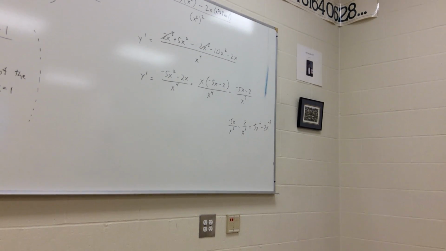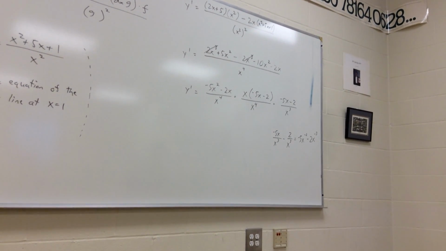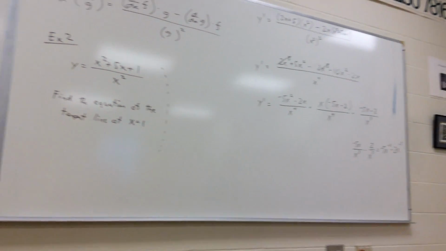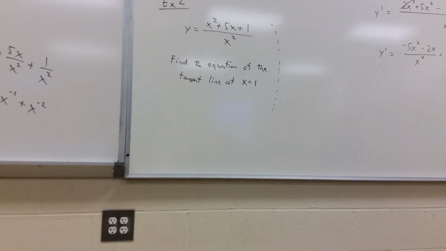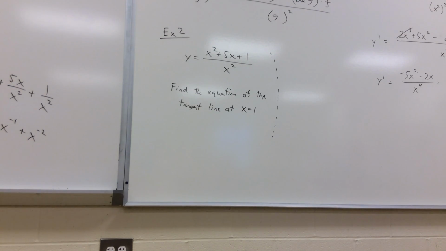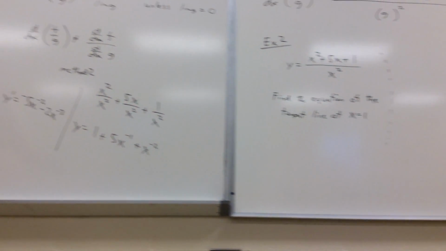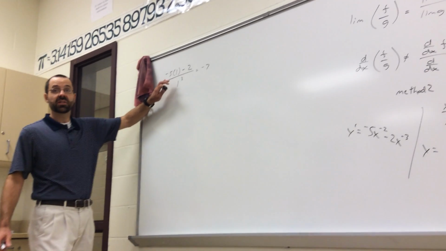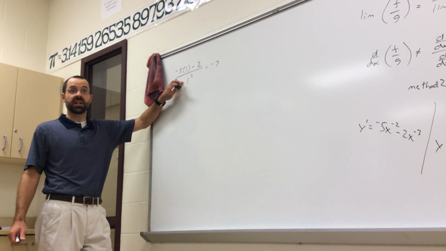Come on, you can do it. Okay. All right, so that means the slope is -7 for the tangent line.